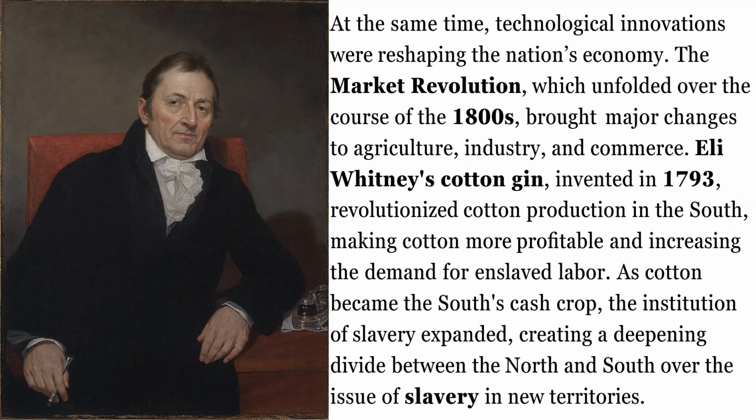At the same time, technological innovations were reshaping the nation's economy. The market revolution, which unfolded over the course of the 1800s, brought major changes to agriculture, industry, and commerce. Eli Whitney's cotton gin, invented in 1793, revolutionized cotton production in the South, making cotton more profitable and increasing the demand for enslaved labor. As cotton became the South's cash crop, the institution of slavery expanded, creating a deepening divide between the North and South over the issue of slavery in new territories.